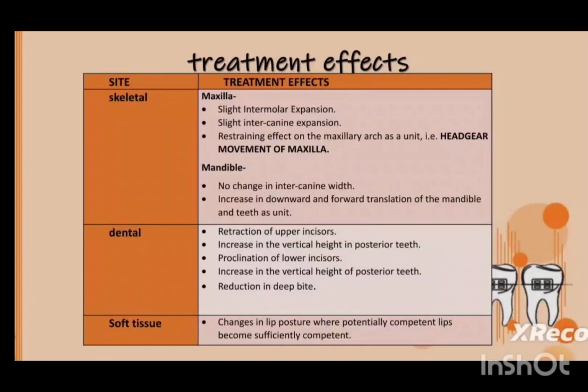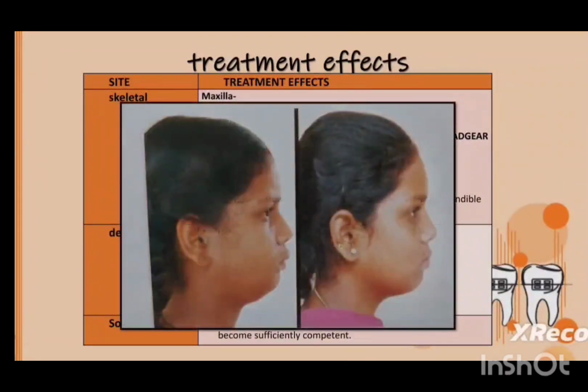Talking about the dental changes, there is retraction of the upper incisors, increase in the vertical height of posterior teeth of both the maxillary and the mandibular unit, proclination of the lower incisors, and reduction in deep bite. In regard to the soft tissues, there is change in lip posture, where the potentially competent lips become sufficiently competent. Here is an image where you can appreciate the deficient mandible has been corrected, the profile has been corrected, and the lips have become sufficiently competent.